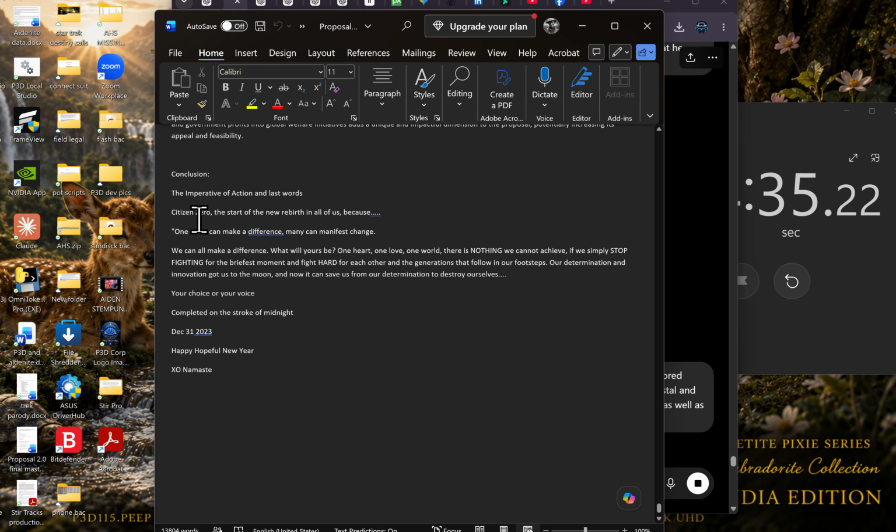The imperative action, last word, citizens are the start of the new rebirth in all of us, because one voice can make a difference. Many can manifest change. We can all make a difference. What will yours be? One heart, one love, one world. There's nothing we cannot achieve if we simply stop fighting for the briefest moment and fight hard for each other and the generations that follow in our footsteps. Our determination and innovation got us to the moon, and now it can save us from our determination to destroy ourselves. Your choice or your voice, completed on the stroke of midnight, December 31st, 2023. Happy hopeful New Year. Namaste.